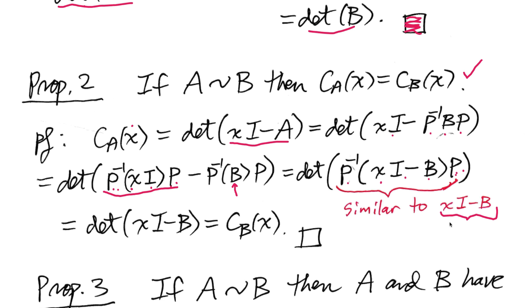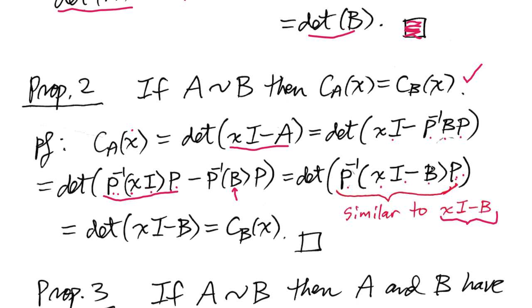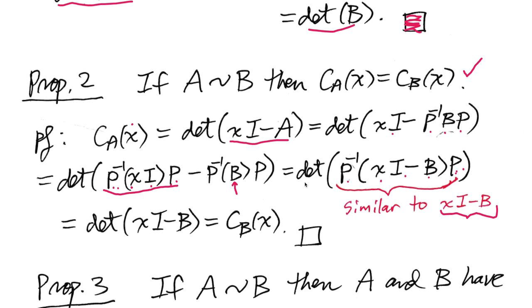But that means they have the same determinant, doesn't it? Proposition 1 above. Yes, they have the same determinant. So this is equal to the determinant of xI minus B. But wait a minute, the determinant of xI minus B is known as the characteristic polynomial of the matrix B. Therefore, looking at the first and the last and ignoring everything in between, the two characteristic polynomials are equal. QED, I got it. I filled it in.